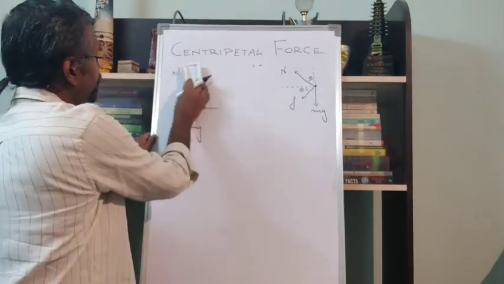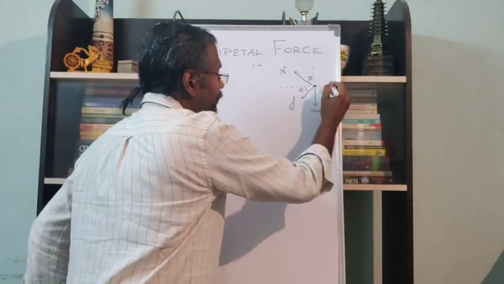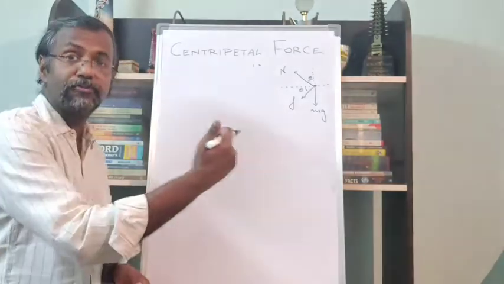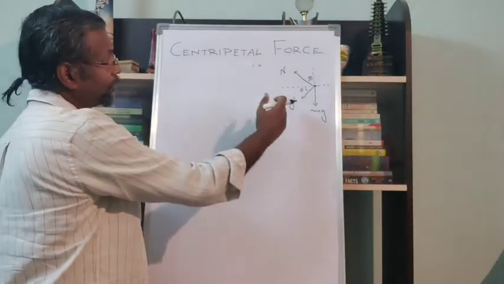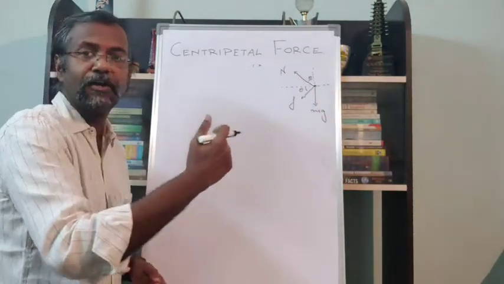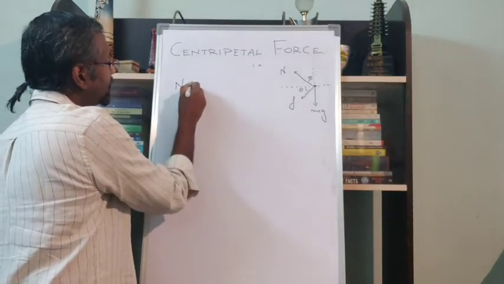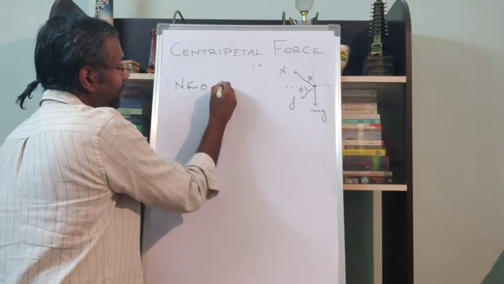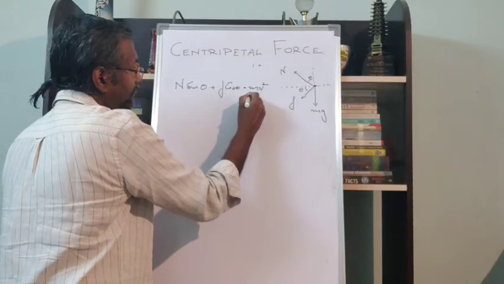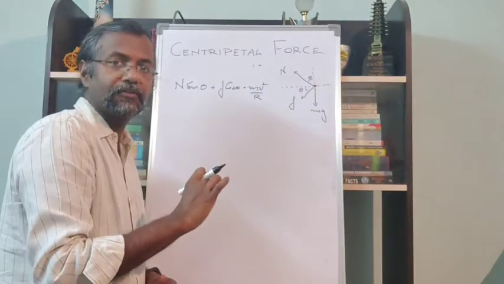Now let's try to resolve the forces. If we resolve the forces into horizontal and vertical components, let's start with the horizontal component. We know the centripetal acceleration is happening. In this case there are two forces, the normal force and the friction, which are going to give you the centripetal acceleration, right? So you have N sine theta plus F cos theta is equal to mv squared by r. These two forces give you the centripetal acceleration.